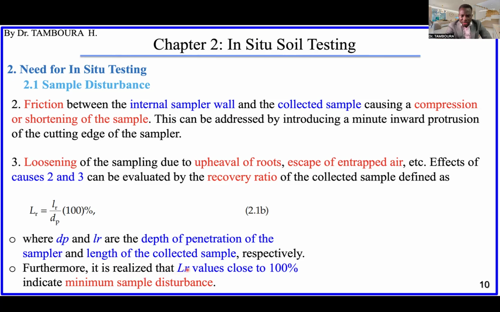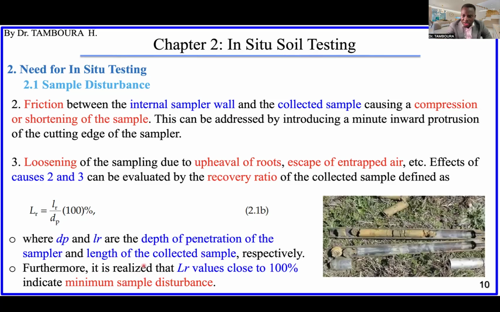So we have here this value LR. If this value is close to 100, then we can assume that the minimum sample disturbance is obtained. But if this value is very far from 100, it means the soil sample is disturbed.